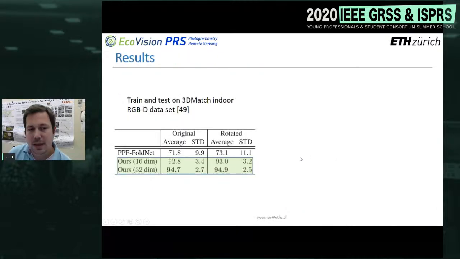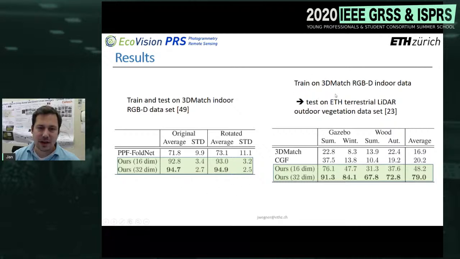If you do this, this is a rather powerful strategy. We did this for several data sets. This is the well-known 3DMatch indoor RGB depth data set from Princeton colleagues. If we do this and compare the performance to the state of the art in 2019, so last year, ours outperformed state of the art by more than 20 percentage points, which is great. And then even if we train on 3DMatch, this RGB depth indoor data, and now we test on a data set that is captured with a terrestrial LiDAR sensor outdoors in the forest, so in vegetation, there's no retraining here, then we are still very good.